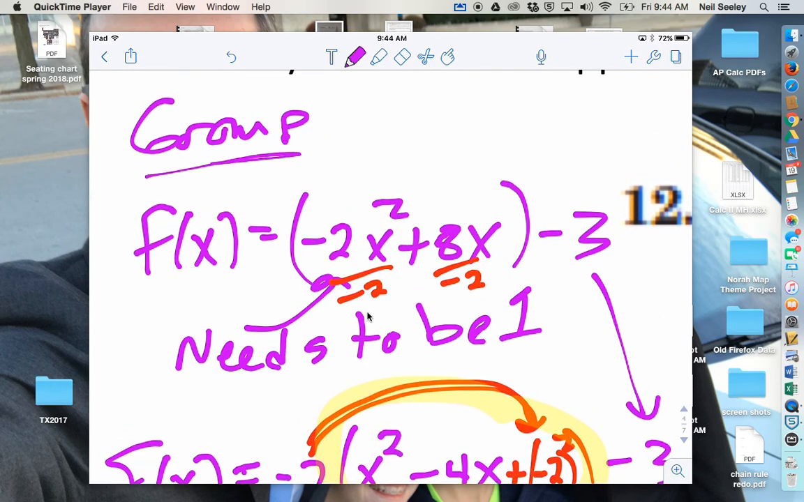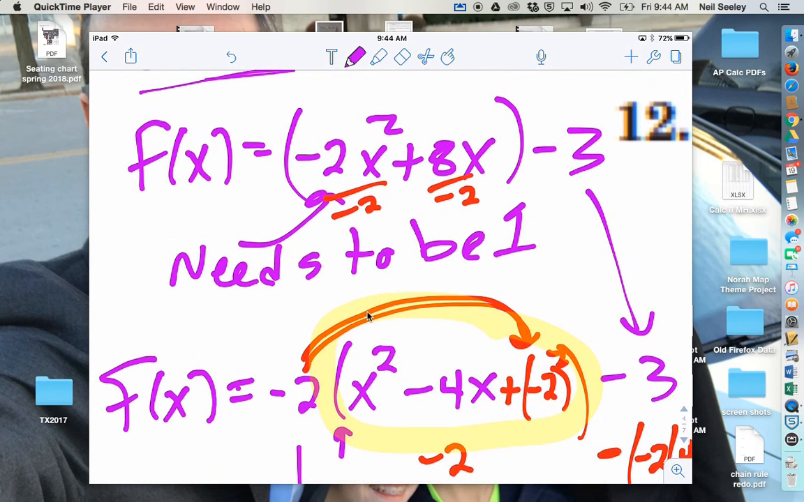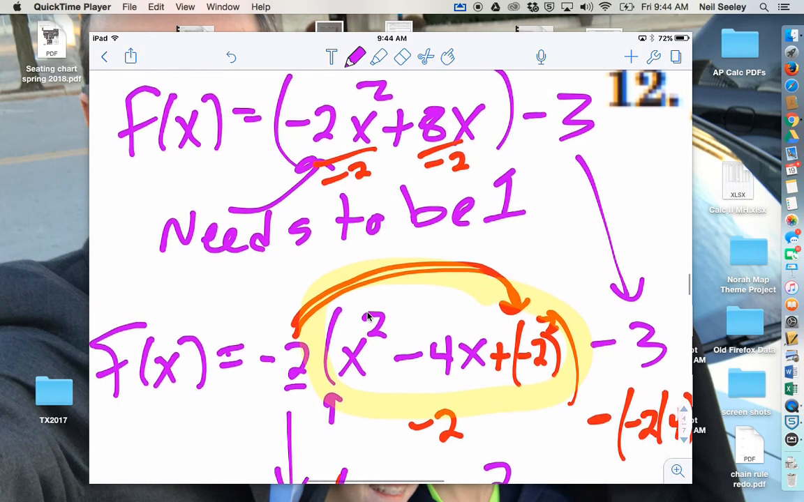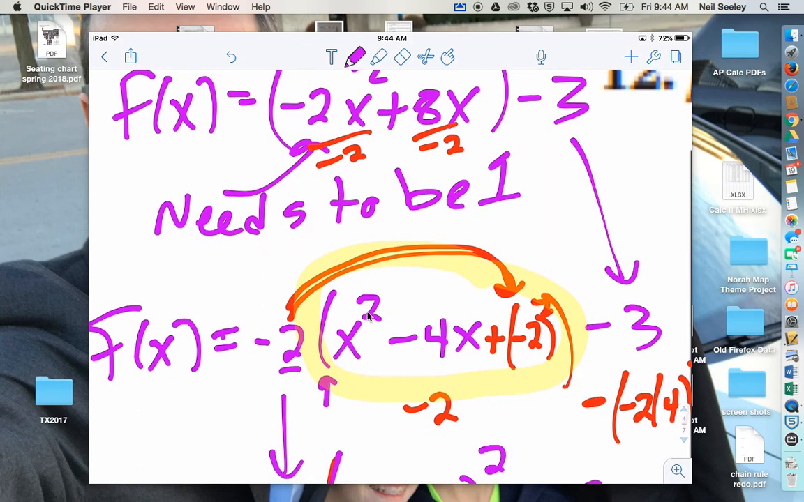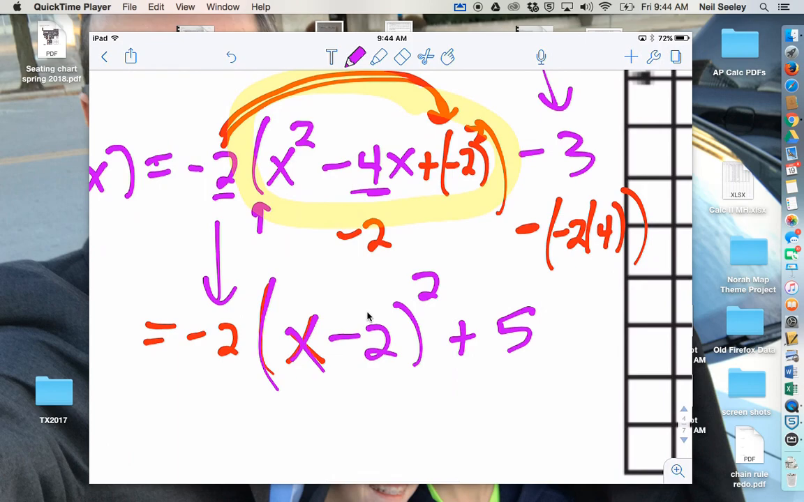You group your x's and y's, so we did that. Didn't like that there was a 2 in front of that x squared, so we factored it out of both terms. The 8x divided by negative 2 made this negative 4x. We completed the square, which is half the middle term squared, and added. And notice that half the middle term is part of how we complete the square. That minus 2 becomes part of our binomial squared.